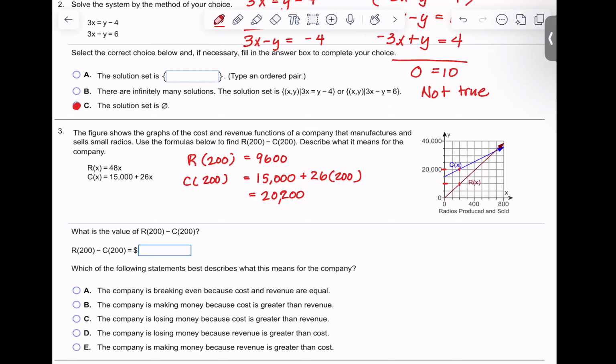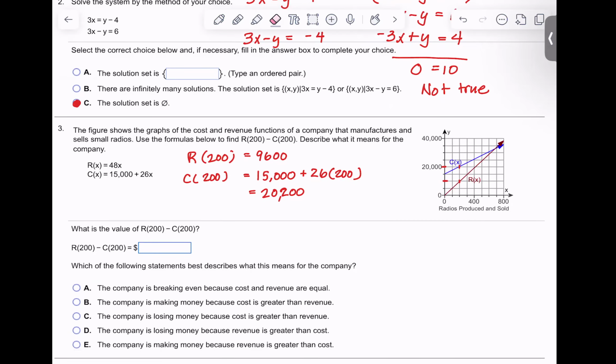All right, so this is exactly what I saw on the graph, that the revenue is approximately 10,000 and the cost was approximately 20,000. I only could get an approximation from the graph. This is an exact value. So the revenue at 200 minus the cost at 200 is 9,600 minus 20,200.